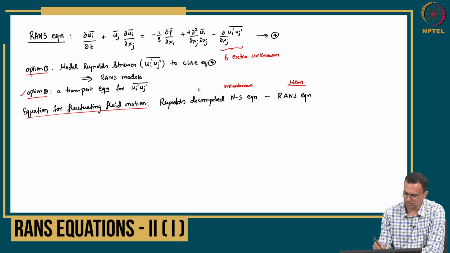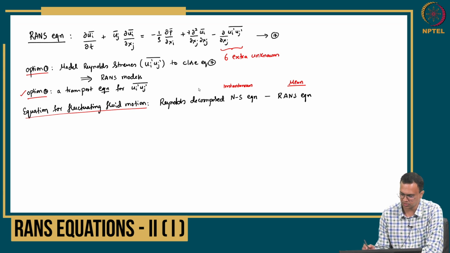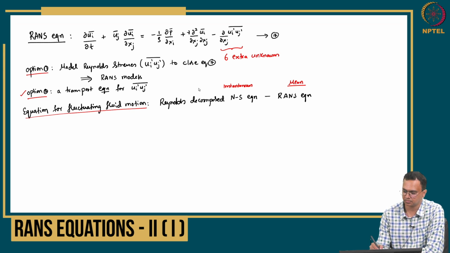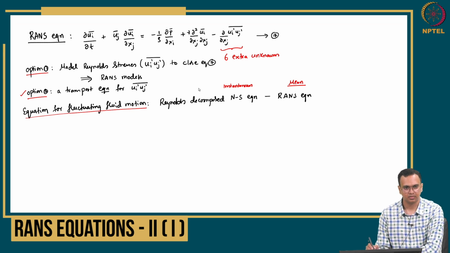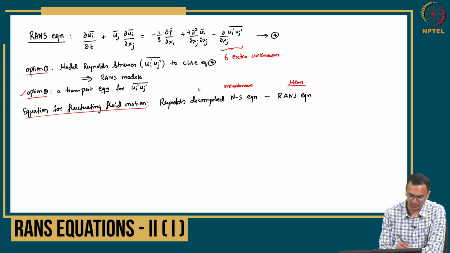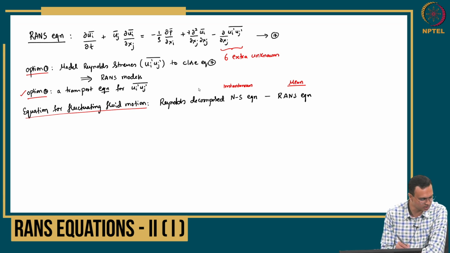and that is what we want, an equation for the fluctuation ui'. So if you recollect the Reynolds decomposed Navier-Stokes equation, what was the equation number there? The momentum equation. Okay, let me write the equation, then you tell me what it looks like.